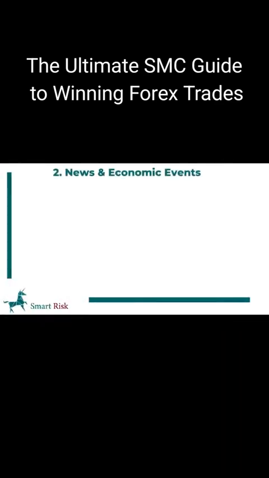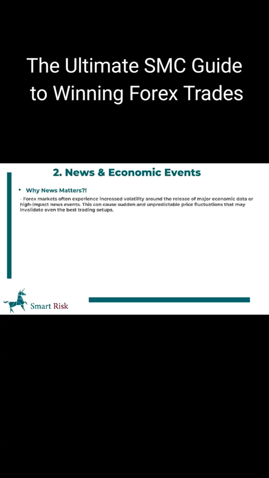2. News and economic events. The next crucial factor to consider is news and economic events. These are key drivers of price movement in the Forex market, and can trigger sharp spikes in volatility. Forex markets often experience increased volatility around the release of major economic data or high-impact news events. This can cause sudden and unpredictable price fluctuations that may invalidate even the best trading setups.